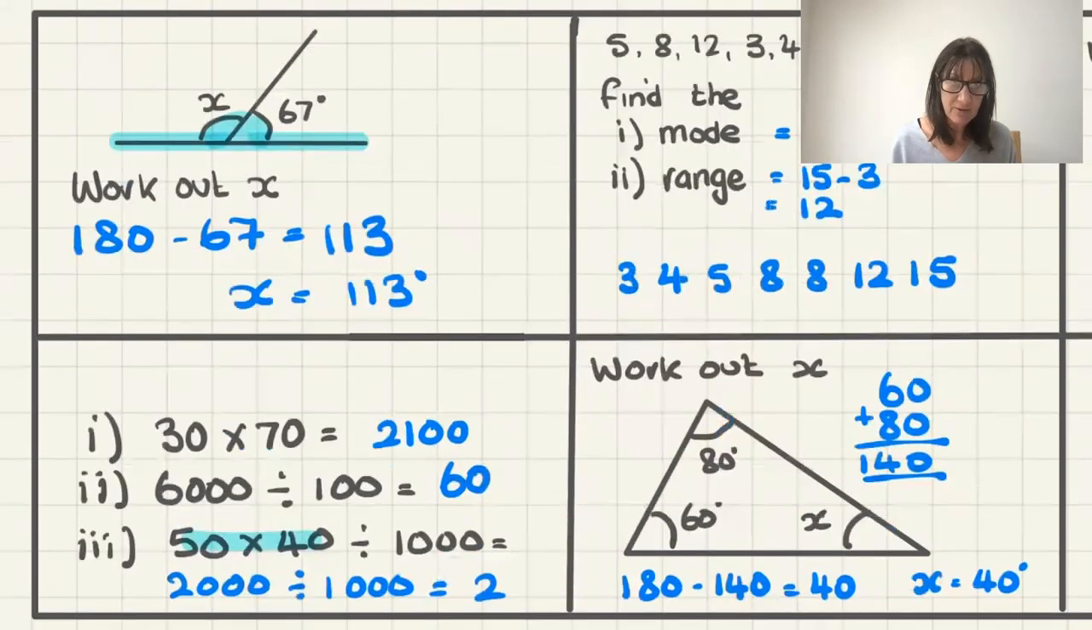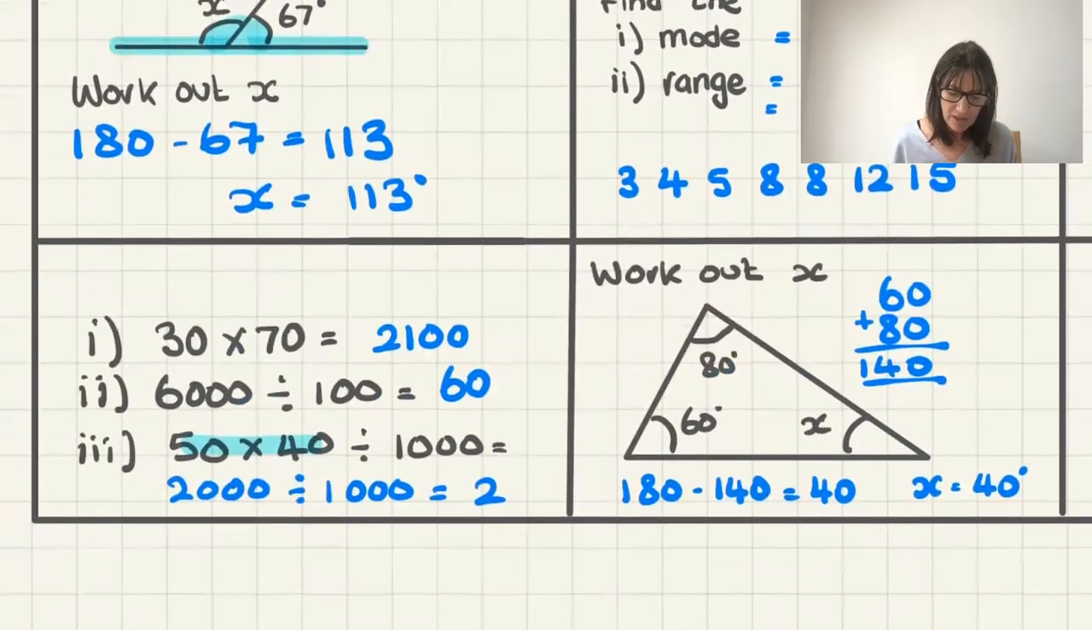Okay, let's do the one underneath. So this is our multiples of 10. Literally just 3 times 7 is 21. There's 2 zeros, so they've been put on the end. This is a divide. I'm dividing by 100, which means I've got 2 zeros, cross those off, and that's where you get that 60 from.